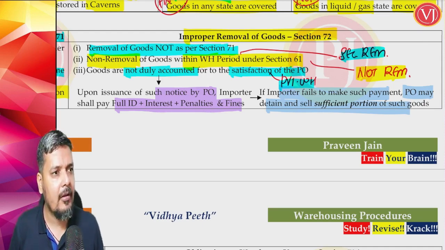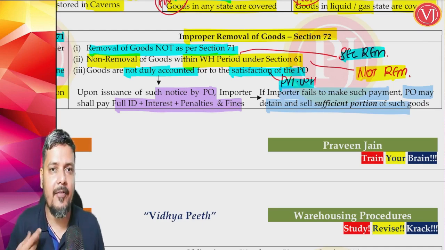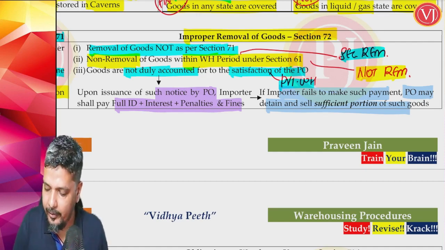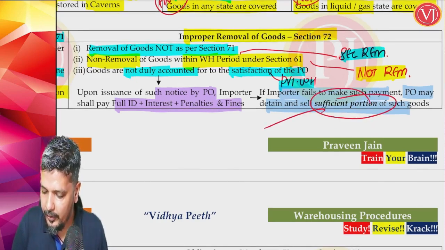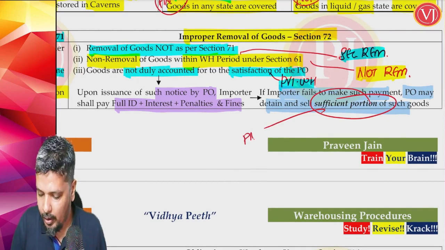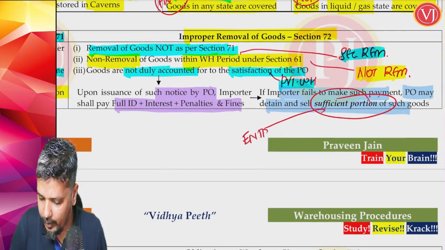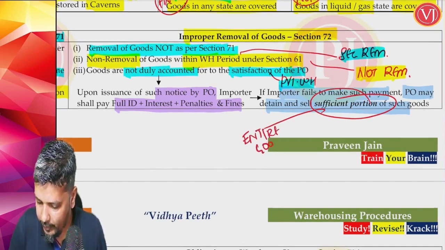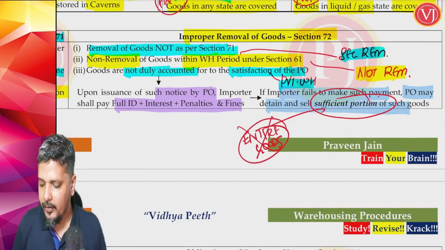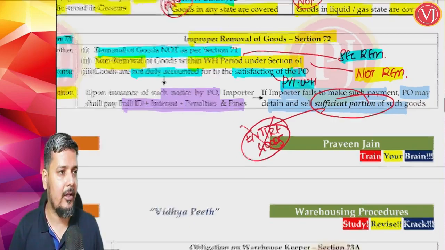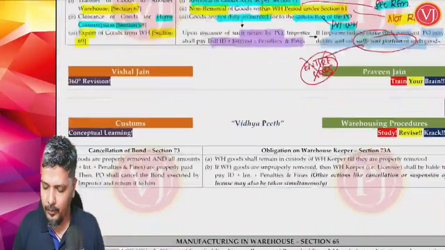If you are not paying, the proper officer has the right to sell sufficient goods. He will not sell all the goods. Please understand, sell sufficient portion of goods. Not entire goods. You're not going to sell the entire goods. Sell sufficient portion of goods.